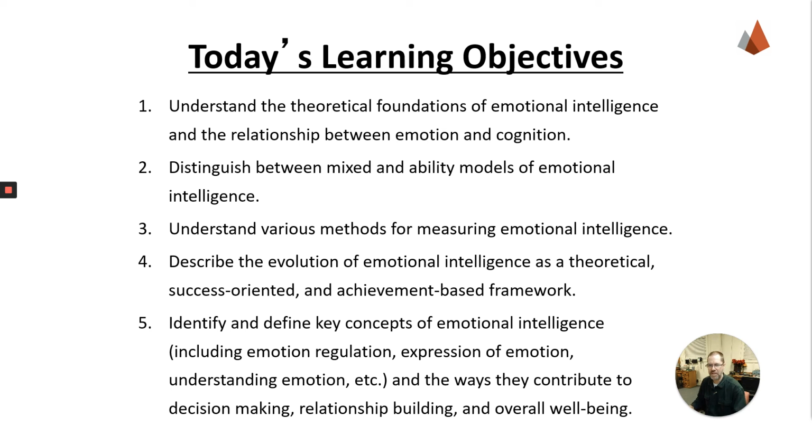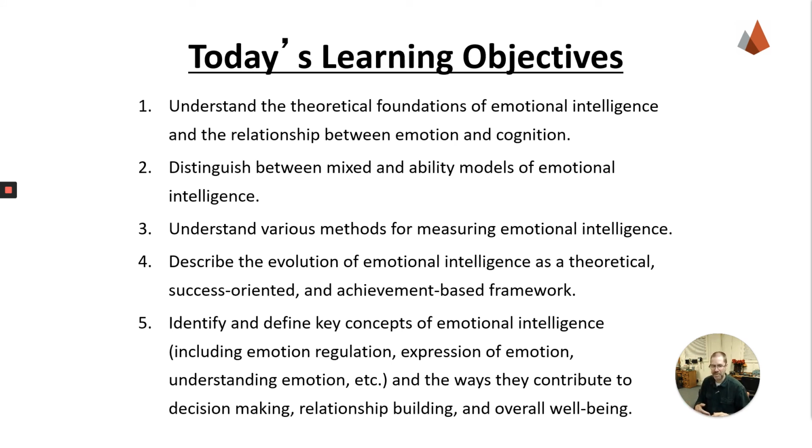So our learning objectives today, and there are a bunch of them. Obviously, to understand the theoretical foundations of emotional intelligence, you can just read this with me. The relationship between emotion and cognition, just roughly we'd say feeling and thinking. Distinguish between mixed and ability models of emotional intelligence. A whole bunch of models, and we'll look at, for example, trait is another one, a trait model. We'll just distinguish between them, maybe evaluate them a little bit.